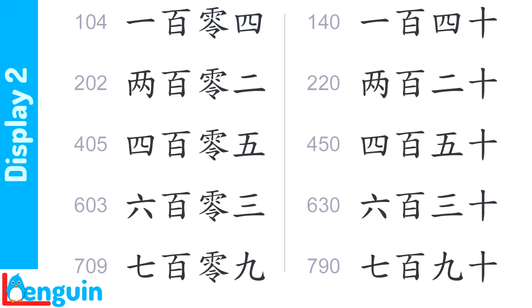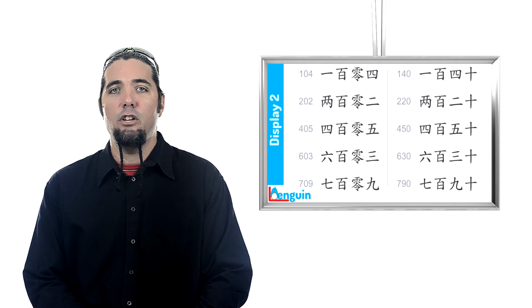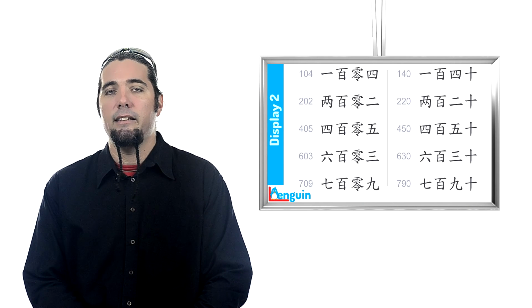104, 202, 405, 603, 709. As you can see, you must use ling, 0, to hold a number's place in the middle of a number. Repeat 104.